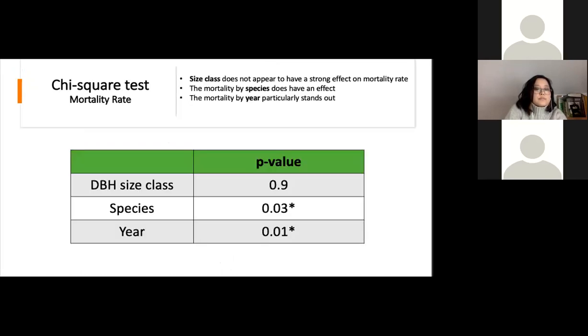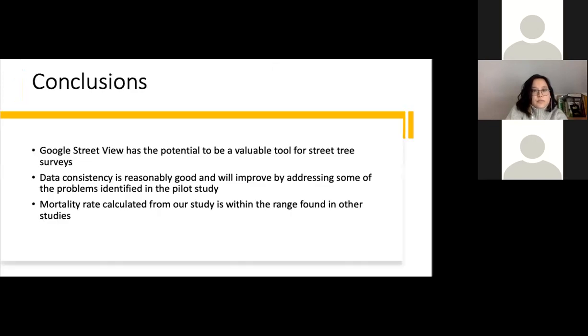So if we analyze the statistical significance of our results on these 3 observations using a simple chi-square test, it shows that the size class does not appear to have an effect on annual mortality rate, but both species and year are at statistically significant levels.